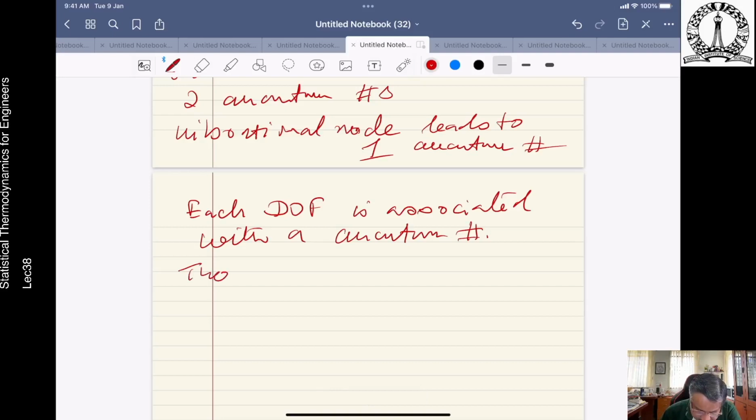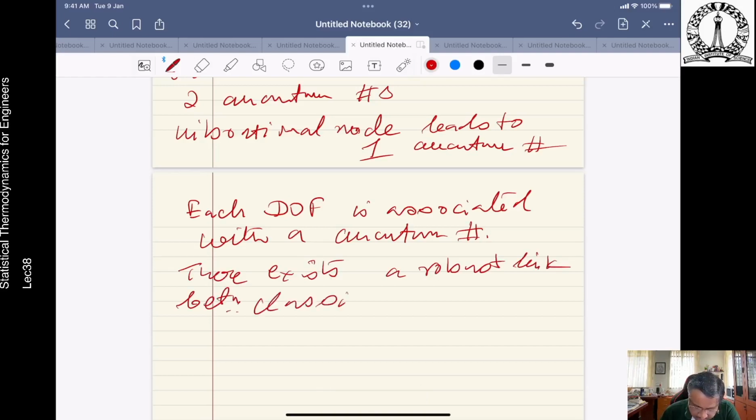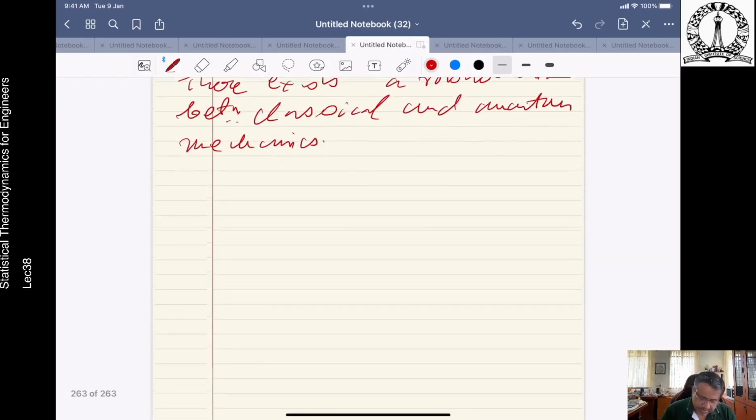So there exists a robust link between classical and quantum mechanics. There exists this very nice association, I should say, between the two. Next, let us look at something called the phase integral.